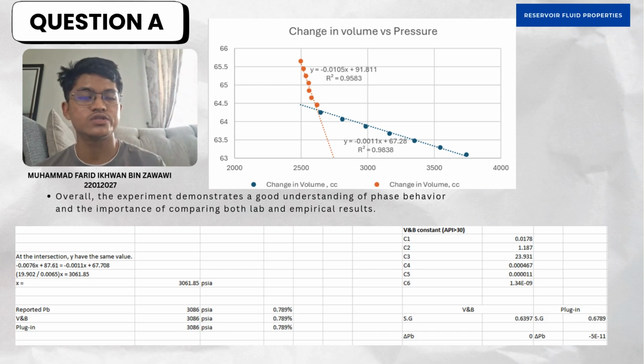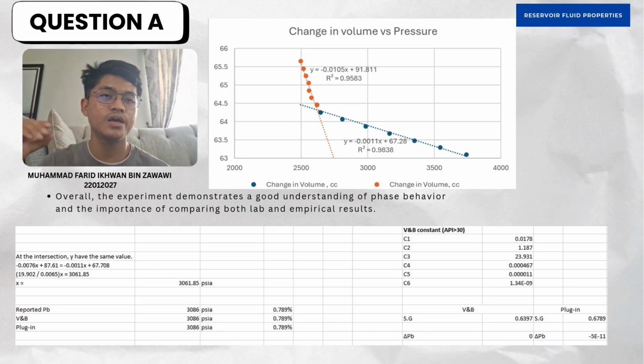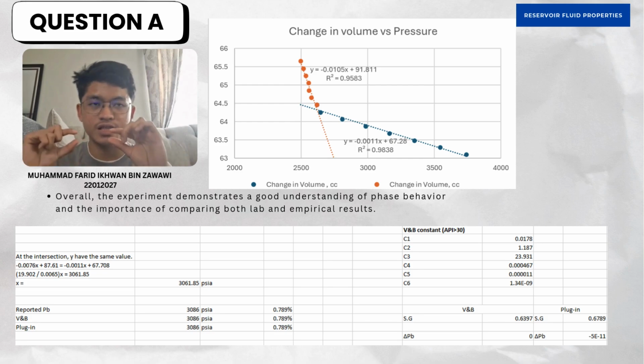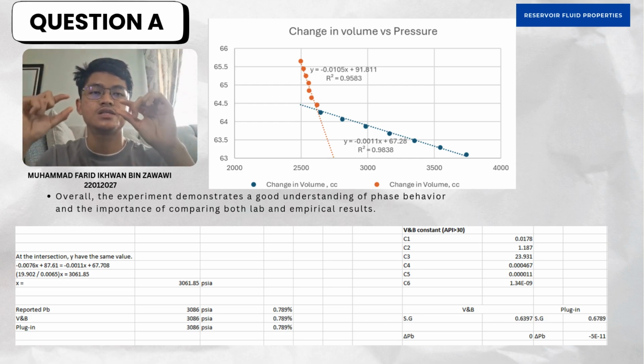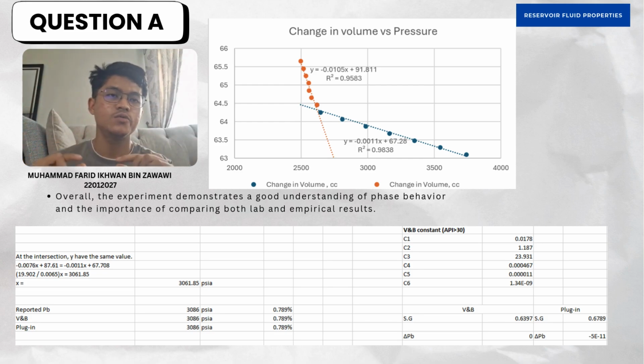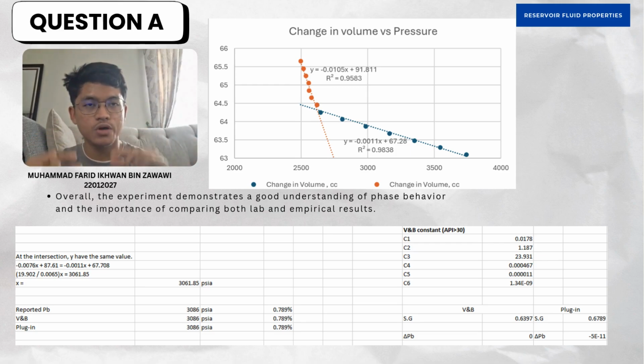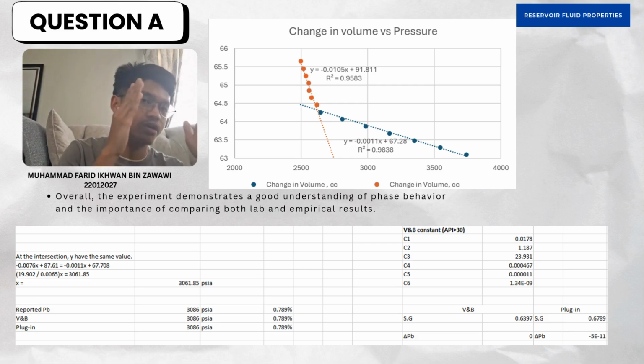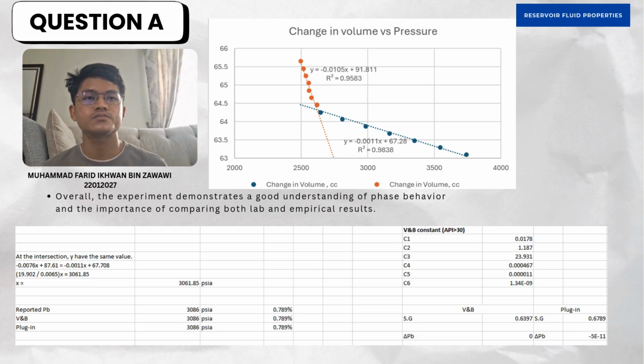We got 3086 for the viscous embed where we use the Gaussian function, and for the plug-in where we use the Gaussian, we also got the same value. And for the viscous embed using Gaussian, we got a different value of SG, and for the plug-in we also got a different value of SG.